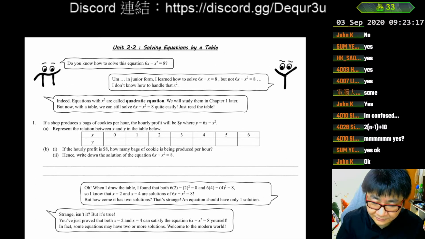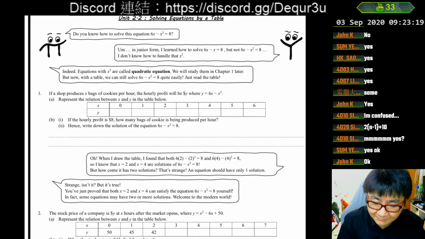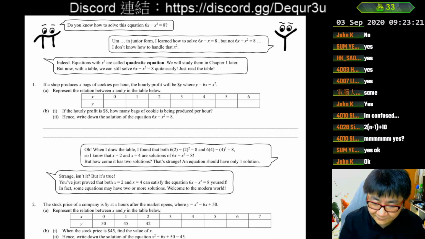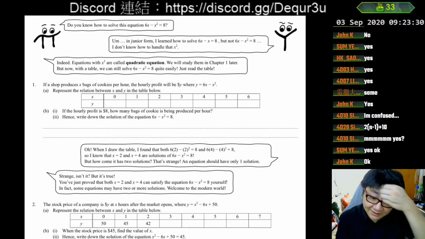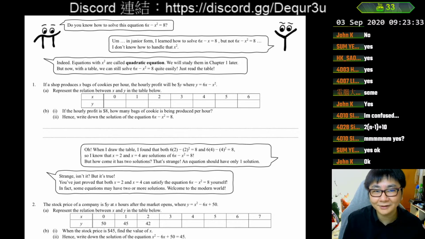Now let's go to the unit 2-2 question 1 here and see the example. What about using a table to help us find something? Our final goal here is to solve an equation like this: 6x minus x squared equal to 8. It is exactly chapter 1, which we will go to later to understand how to do it. But now, as a first lesson, we try to give you an introduction, so we will have a systematic way to solve this. It is called a quadratic equation.